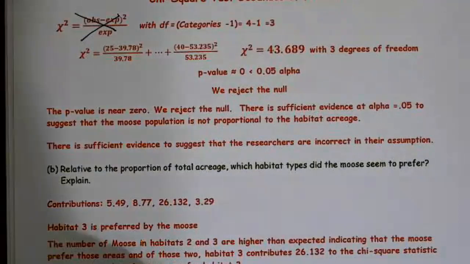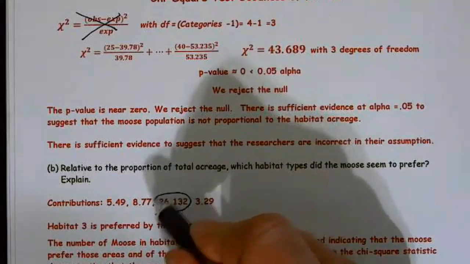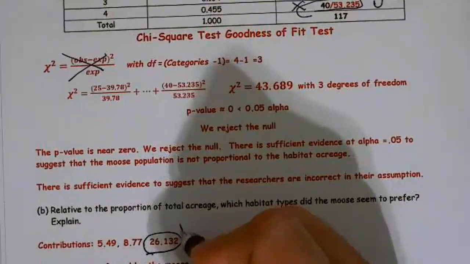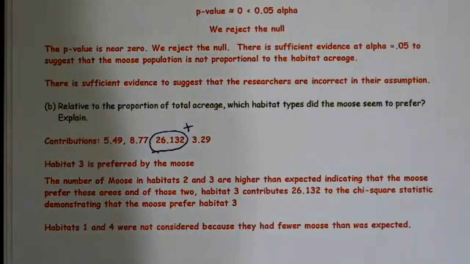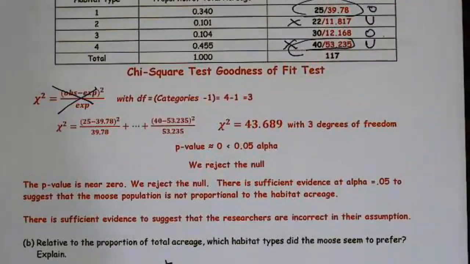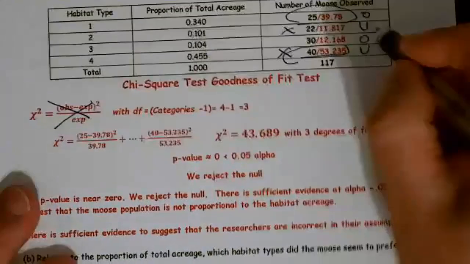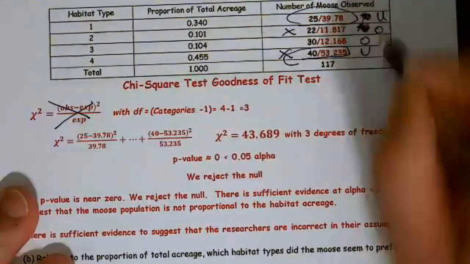Well, if I scroll across, I find that area 3 had the largest contribution. We know it was positive. So area 3 is the one they like the best. So habitat 3 is preferred by the moose. The number of moose in 2 and 3 are higher than expected. Is it 2 and 3? I did that wrong. I'm sorry, this was under and this was over. All right.